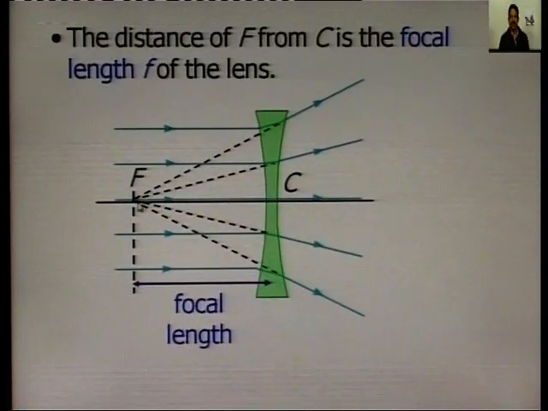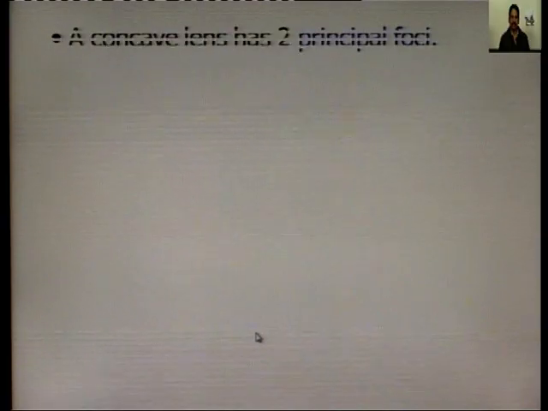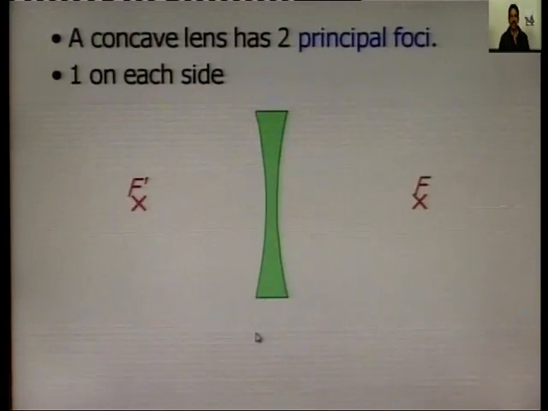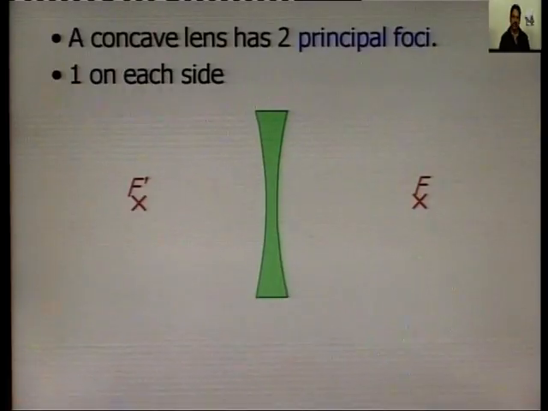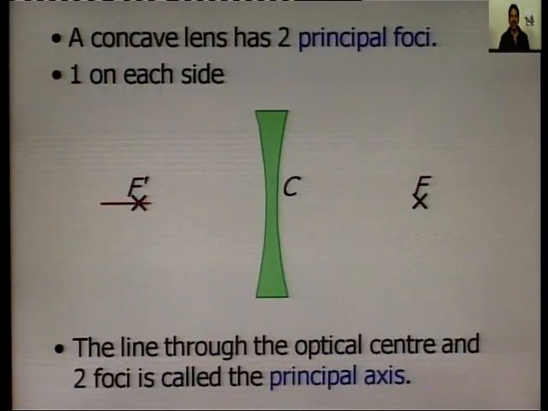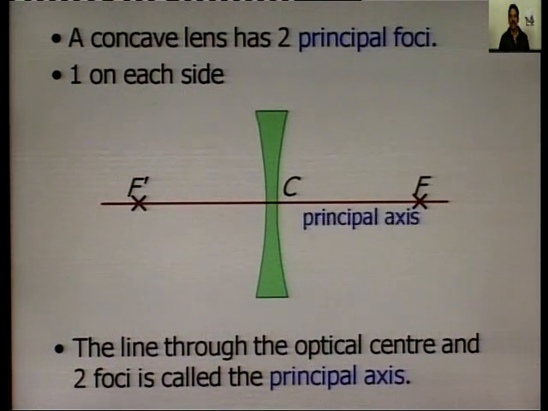So, this distance of F from the optical center is called focal length and is denoted by small f. Similar to the convex lens, a concave lens has also got two principal focuses, one on each side, and a line passing through these two principal focuses and the optical center is called principal axis of the concave lens.